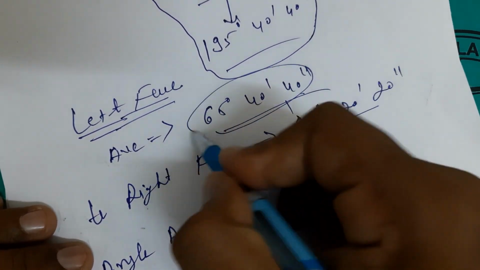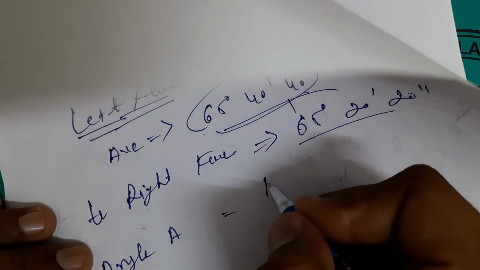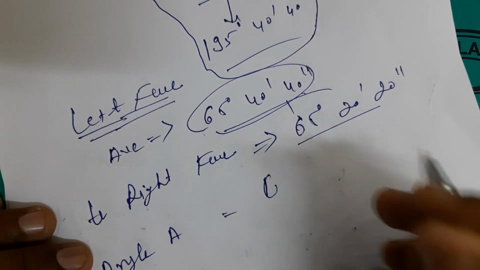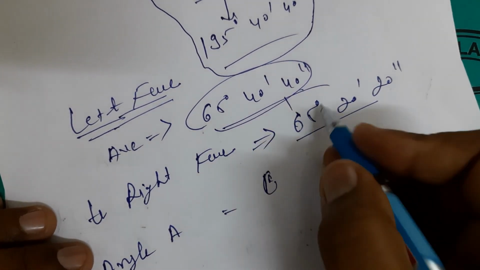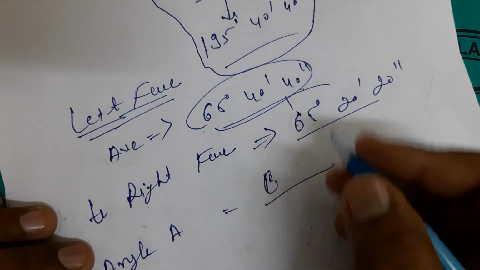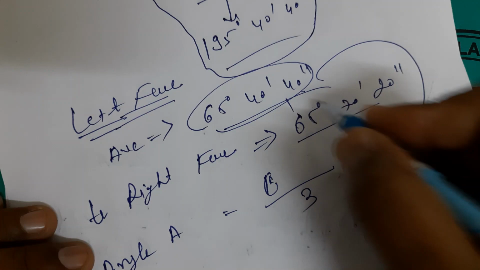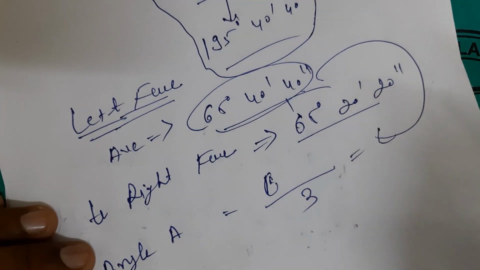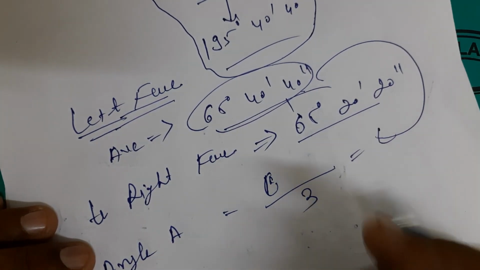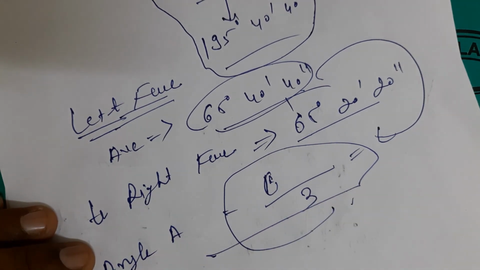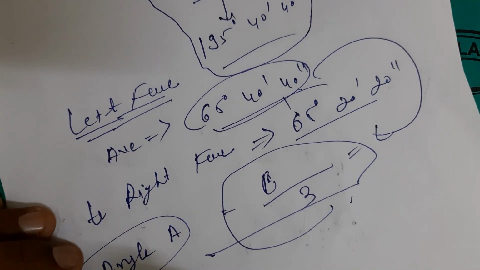And how do you find this value? You need to find the cumulative error, and then, since the number of repetitions is 3, it gives you the average value of 65 degrees, 40 minutes. So this is the equation you can use to find angle A.